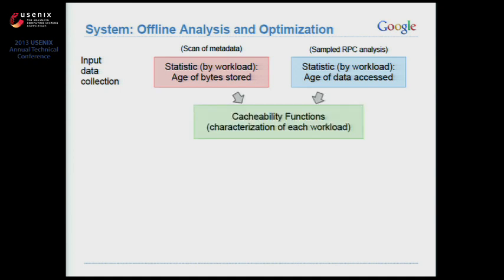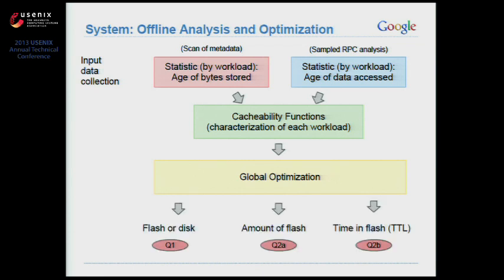Given these statistics, we develop a cacheability function, a characterization which is specific for each workload. I will show this in the next slides and give the formal definition. This is used by the global optimization problem, which then answers the three questions I posed before. Should it go to flash or to disk? What should be the amount of flash for a workload? And how long should the data stay in flash?